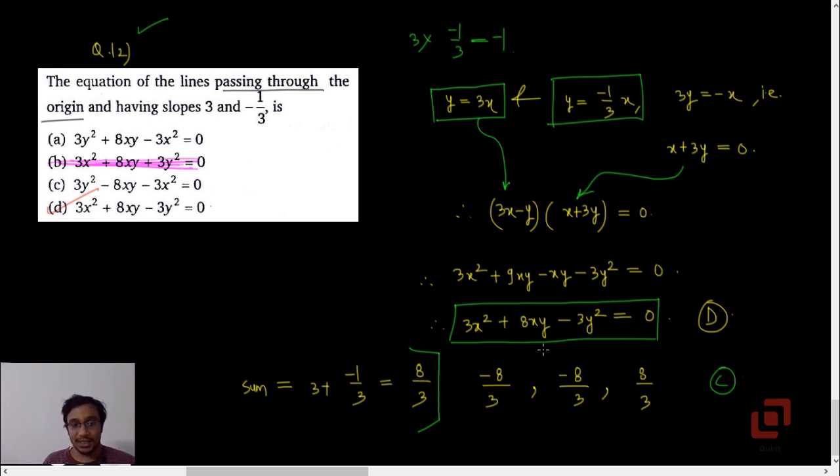Now if you go to the sum approach, then we have already rejected option B. So if you go to option A, the sum of the slopes is minus 2h upon b, or 8 upon 3.